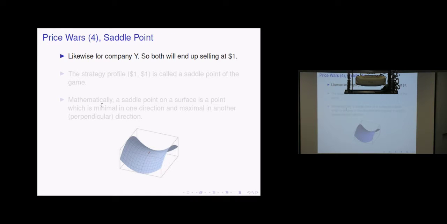Now likewise for company Y, because here the matrix is completely symmetric, both will end up selling at $1. So the strategy profile, this 1-1, is called a saddle point of the game. I will define saddle point in a moment. This is another important concept, like the dominant strategy.